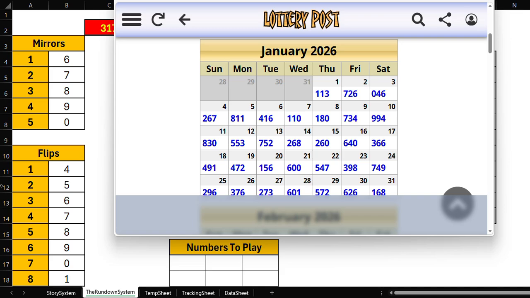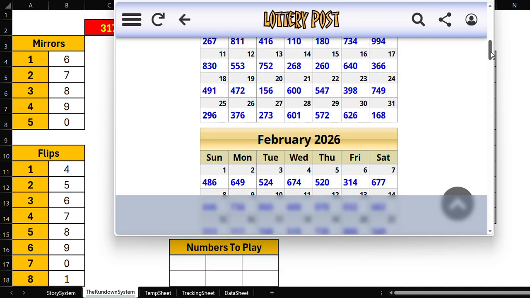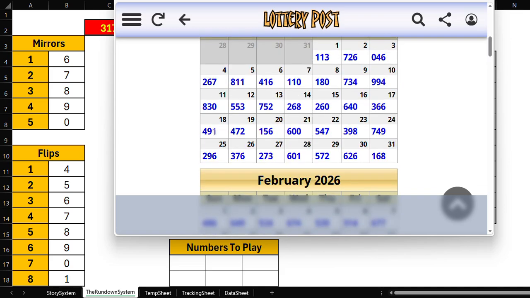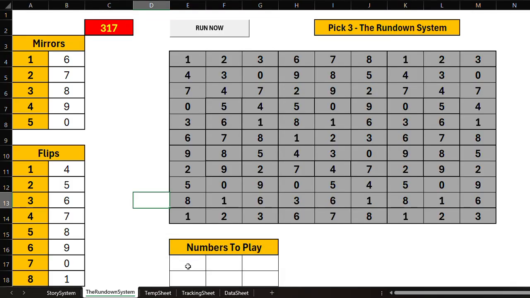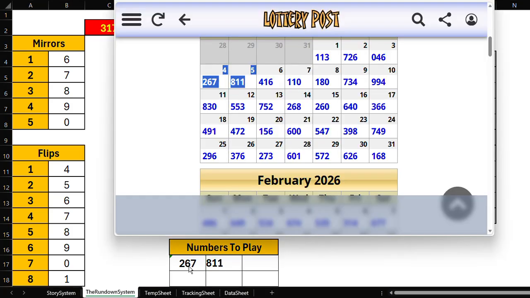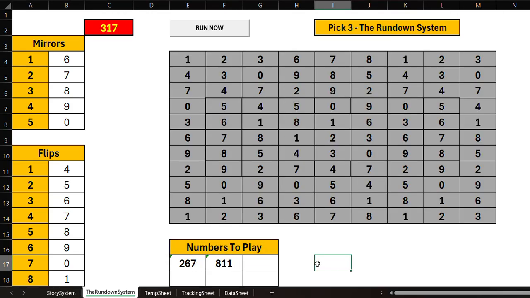Okay, so let's look at January. Let's go back to January. I don't know. Let's choose a number. I haven't pulled any numbers yet. All right, so let's try this. January the 4th, 267 to 811. So a single digit ran into a double digit, right? So 267 to 811, right? And that's the day that this number came up.